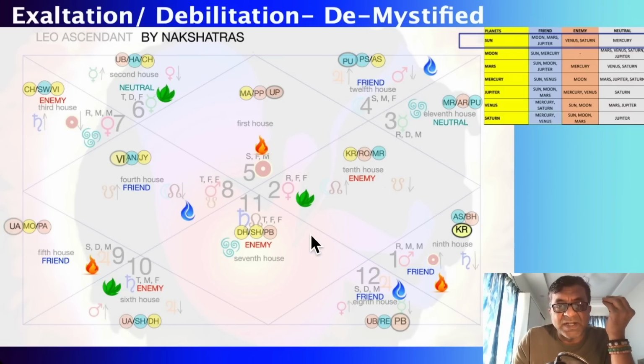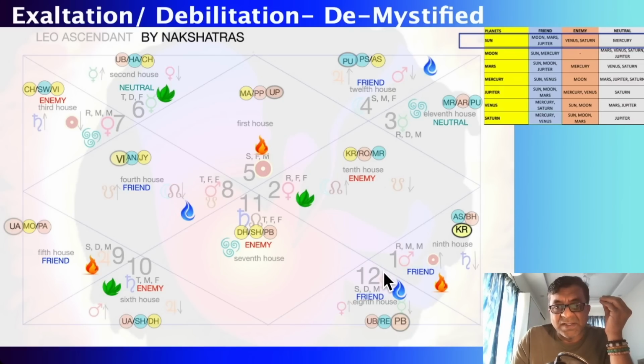Therefore, Leo ascendant will see the house of spouse as an enemy because it comes in Saturn. Sun does not like Saturn. See there, enemy of Venus and Saturn. Therefore, a Leo ascendant will see the house number 8, which is Pisces in this case, as a friend because it is ruled by Jupiter.